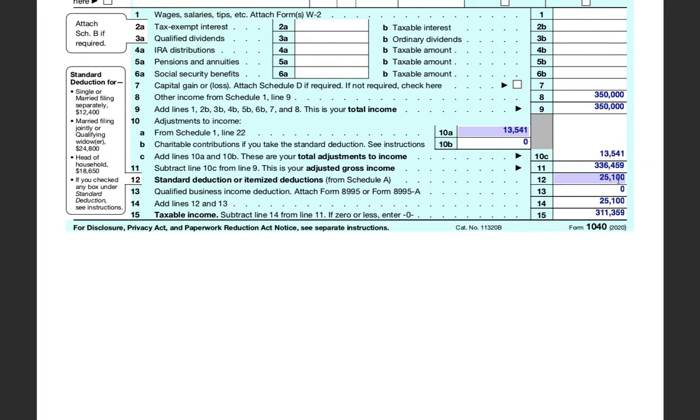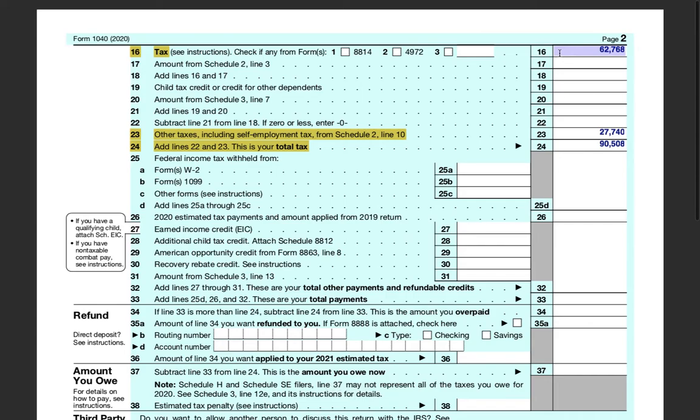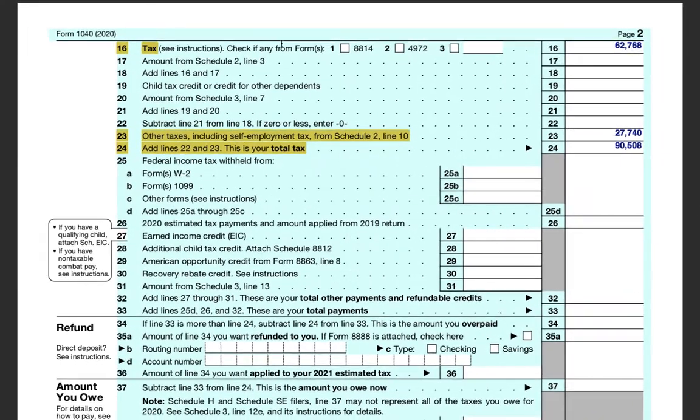Then you get a standard deduction because here it's married filing jointly. In 2021, your standard deduction is 25,100. So after the standard deduction, your taxable income is $311,359, right? Based on that, with all the tax brackets, we can calculate Joe's tax, married filing jointly. The tax amount is 62,768, right? So that's the income tax.